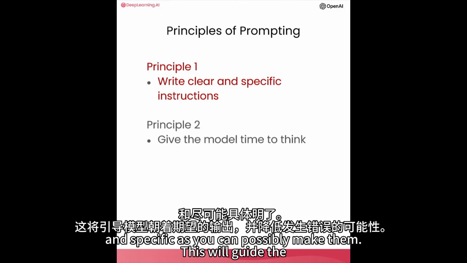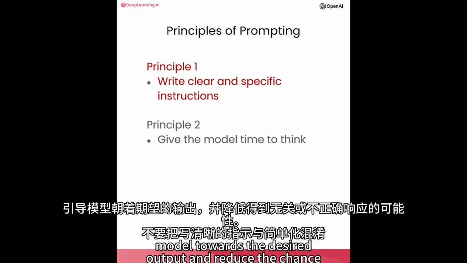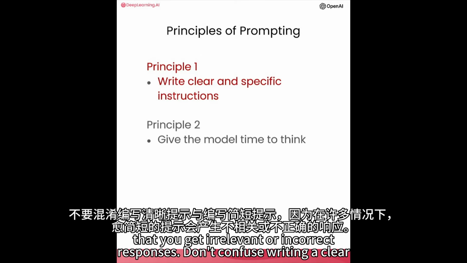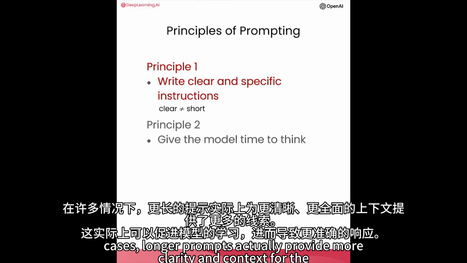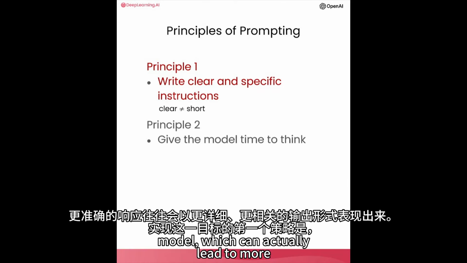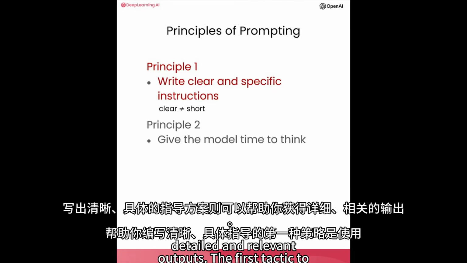You should express what you want a model to do by providing instructions that are as clear and specific as you can possibly make them. This will guide the model towards the desired output and reduce the chance that you get irrelevant or incorrect responses. Don't confuse writing a clear prompt with writing a short prompt, because in many cases, longer prompts actually provide more clarity and context for the model, which can actually lead to more detailed and relevant outputs.